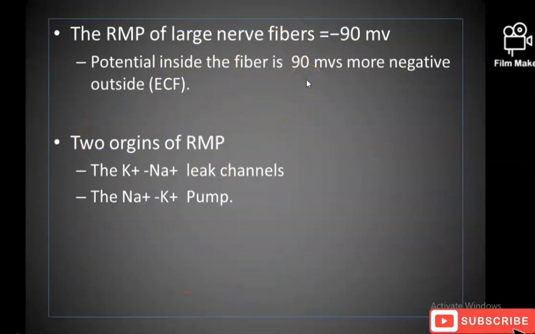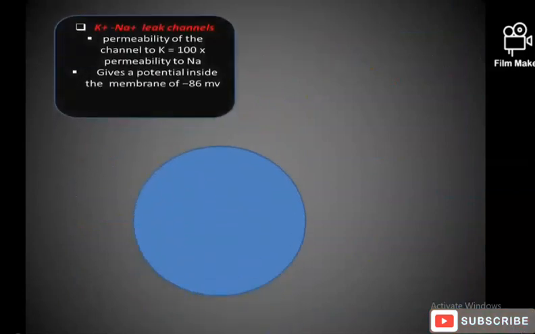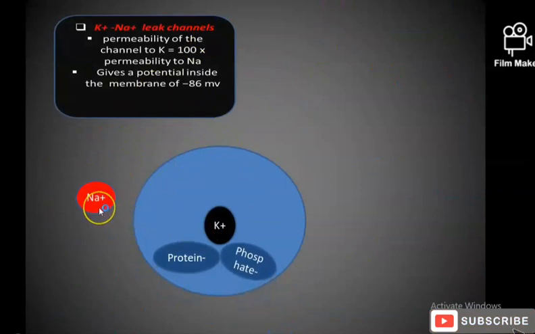What makes the intracellular environment more negative than the outside environment? There are two responsible components: the sodium potassium leak channel and the sodium potassium pump. How they maintain the intracellular compartment more negative than the extracellular compartment, we will discuss on the next slides. For example, within the cell the predominant cation is potassium and the predominant negative ions are protein and phosphate. In the extracellular fluid, the predominant positive ion is sodium and the negative ion is chloride, followed by bicarbonate.